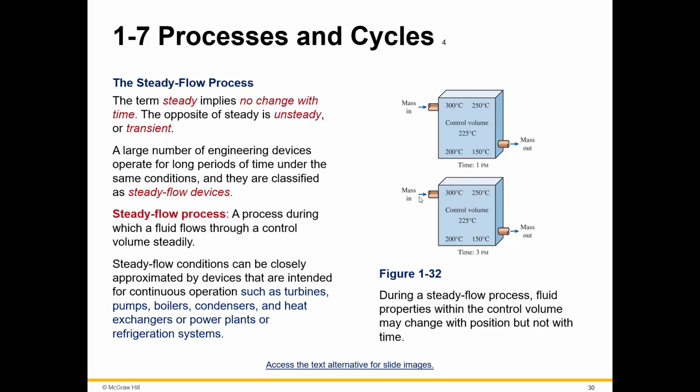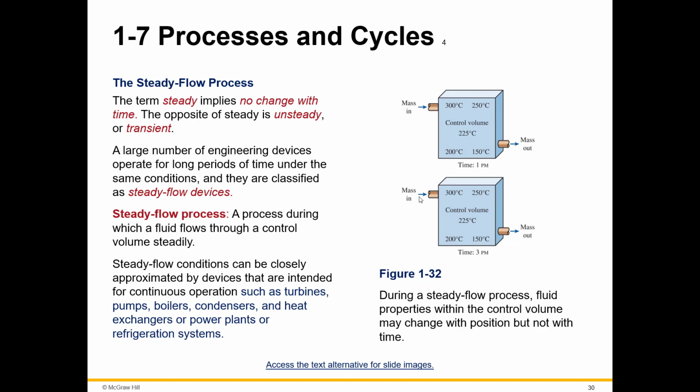So we are also going to work with a lot of steady flow or steady state, things like that. You'll see steady. And so the term steady implies that there's no change with time. Okay, it remains the same. So if something is steady, that means that there will be no observable change over time. It's just going to be the same. And then, of course, the opposite of steady is unsteady or transient.